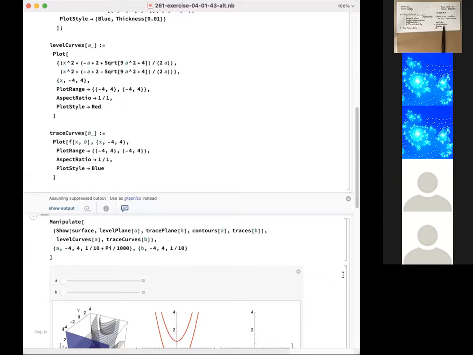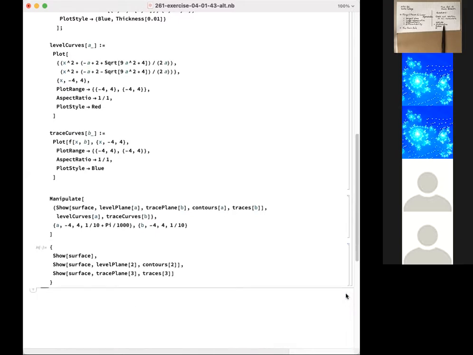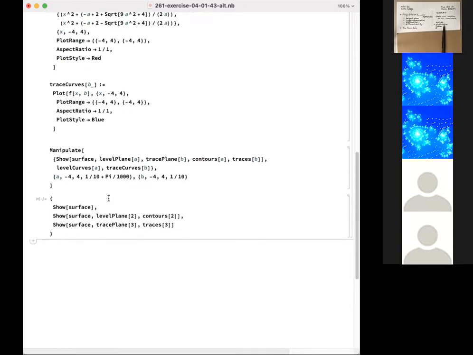And then I used, let me get rid of this distracting graphic for a second, I used the Show command to put several surfaces and elements together. And I used the Manipulate command to create an animation based on the A and B. So just look at the Show command here for a second. The Show command starts and stops on this line, and it's going to show the surface, the level plane, the trace plane, and the intersections of the level plane and trace plane with the surface. They're called the contours and the traces. But then side by side with that Show, I'm going to draw the two-dimensional level curves in the plane and the two-dimensional trace curves in the plane.